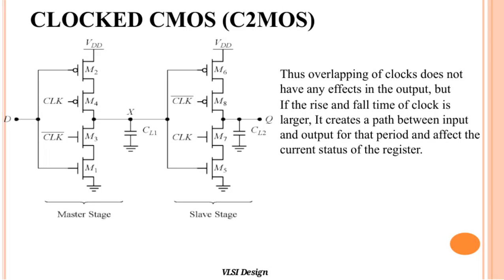Now let's talk about clocked CMOS or C2MOS. The key point here is that in C2MOS circuits, overlapping of clock signals doesn't impact the output. This is an important advantage because it ensures stable operation even when clocks overlap slightly. However, there's a catch. If the clock's rise and fall times are too long, it can create an unintended path between the input and output during that transition period. This can influence the current state of the register, potentially causing errors. So, controlling the clock transition times is critical in VLSI design to maintain reliable performance.